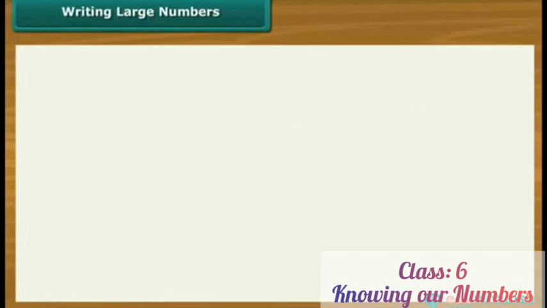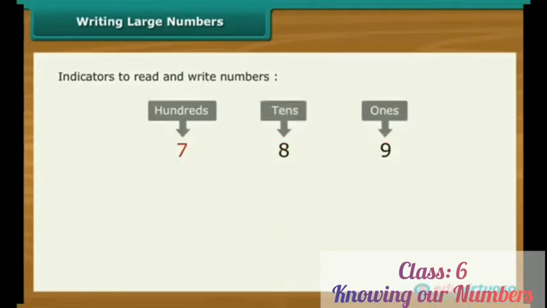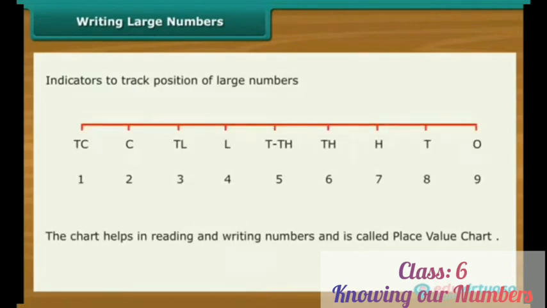Writing large numbers. Sometimes large numbers are so large that it becomes difficult to keep track of them. Then it helps to use a chart to read and write large numbers. In the decimal number system, the value of a digit depends on its place or position in the number. Each place has a value 10 times the place to its right. It can be extended into crores. The chart that helps in reading and writing numbers is called the place value chart.